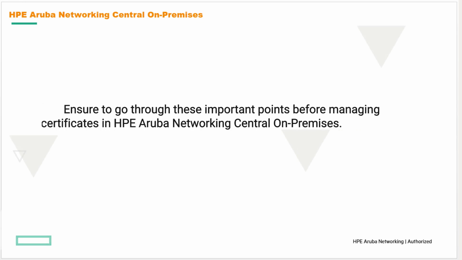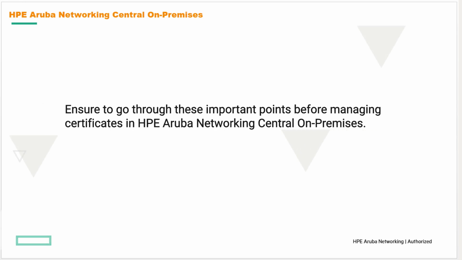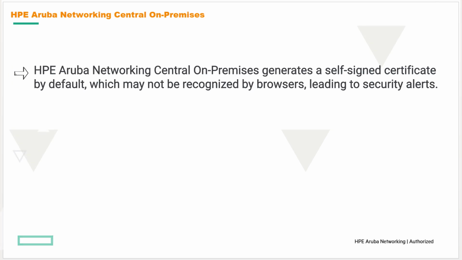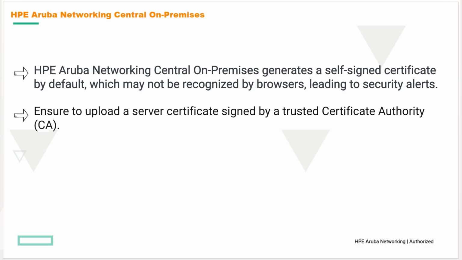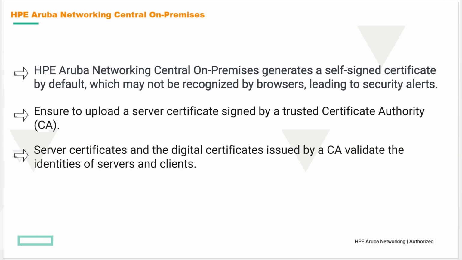Ensure to go through these important points before managing certificates using the web UI. Once you install Central on-premises, it generates a self-signed certificate by default, which may not be recognized by browsers, leading to security alerts. To avoid that, it's crucial to upload a server certificate signed by a certificate authority or CA, which is a trusted entity that issues certificates. Server certificates and the digital certificates issued by a CA validate the identities of servers and clients and are required for communication between devices and authentication servers.